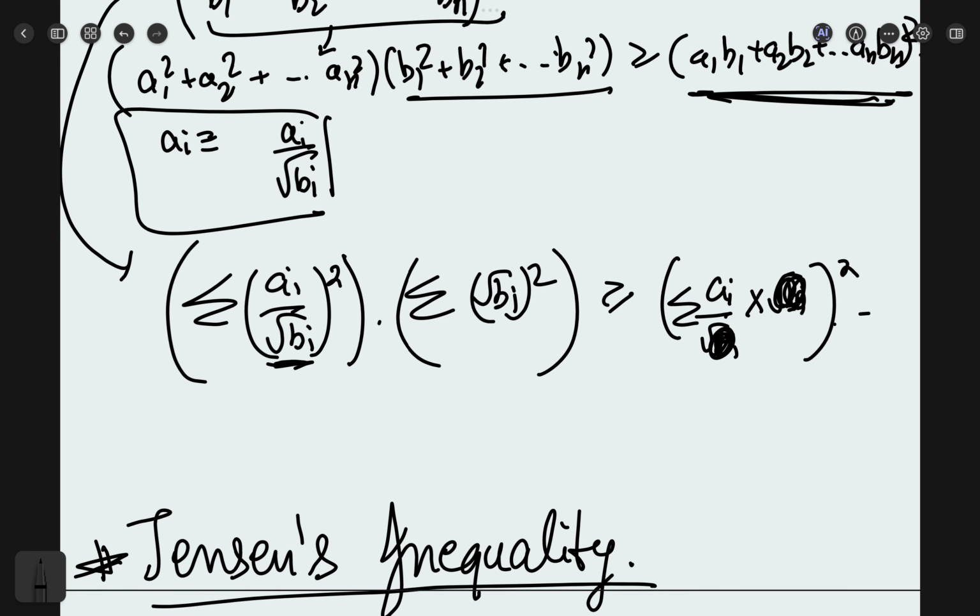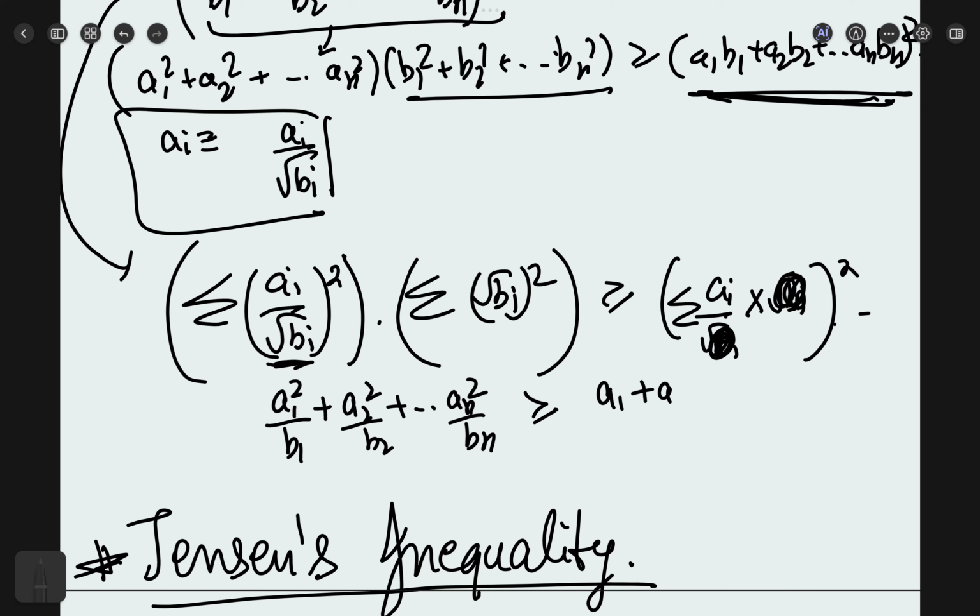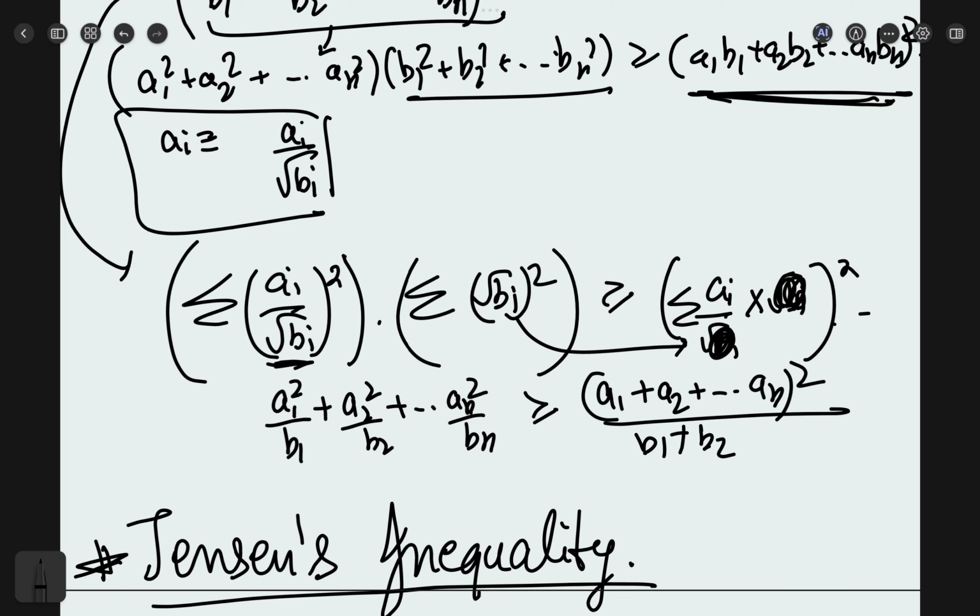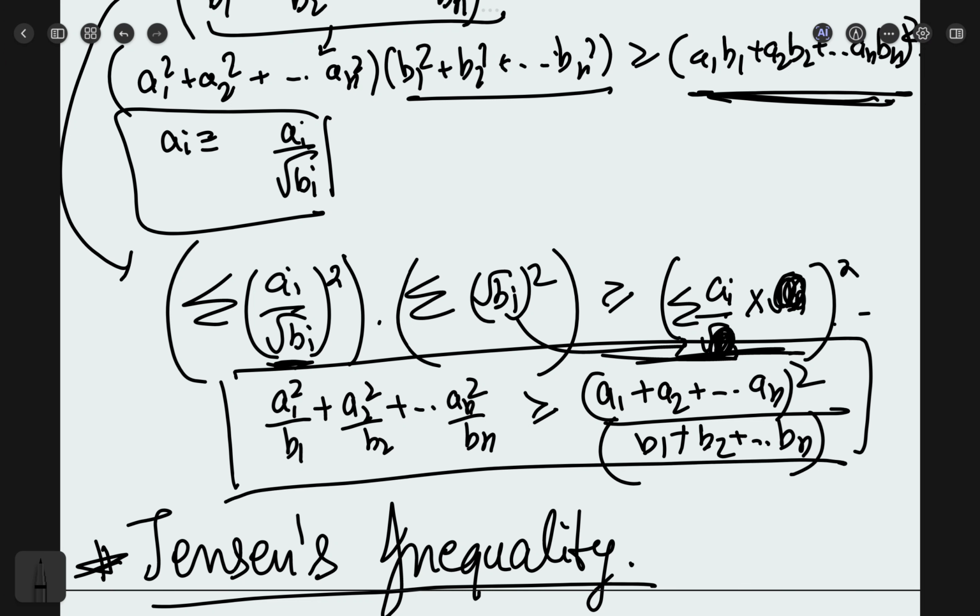So clearly a1 squared by b1 plus a2 squared by b2 till an squared by bn is greater than or equal to (a1 plus a2, sorry, till an) squared by (b1 plus b2 till bn), because this is a positive quantity, so no problem with dividing it. So yeah, this is your T2's lemma.